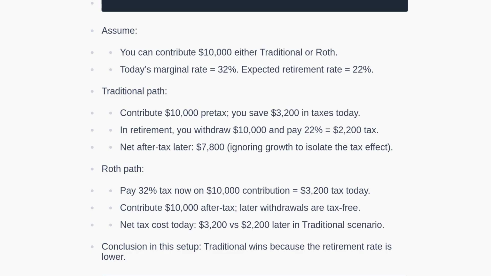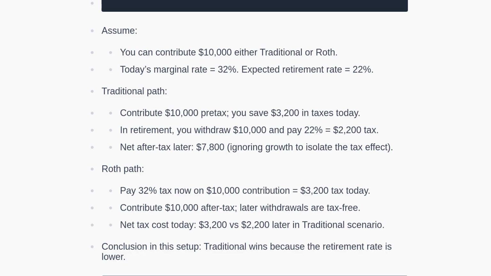Let's run a simple, isolated tax example. Suppose you can contribute $10,000, and your current marginal tax rate is 32%, while your expected retirement marginal tax rate is 22%. With a traditional contribution, you defer the tax. You save $3,200 in tax today. In retirement, when you withdraw $10,000, you pay 22%, or $2,200, leaving $7,800 after tax.